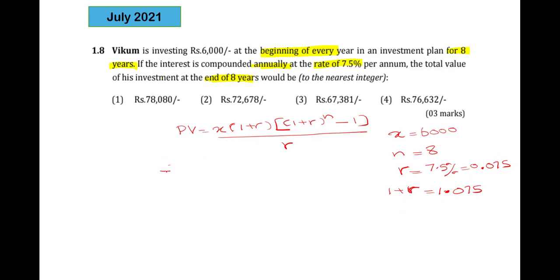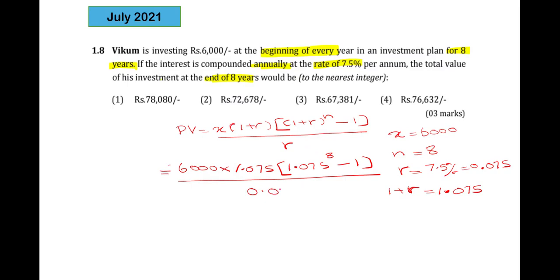Then x equals 6,000 multiplied by 1 plus r. We know the 1 plus r value is 1.075. Here also, same: 1.075 to the power 8, subtract 1, divide by r, not 1 plus r. R should be 0.075. Now you can type this in a calculator.